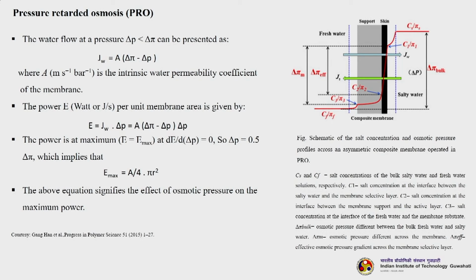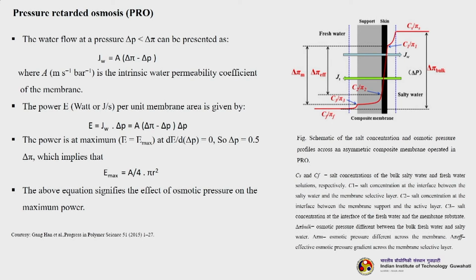The water flow at a pressure delta P less than delta pi can be represented by this equation: Jw equals A into (delta pi minus delta P), where A is the intrinsic water permeability coefficient of the membrane. The power, in watts or joules per second per unit membrane area, is given by E equals Jw into delta P. That is nothing but A into (delta pi minus delta P) into delta P.